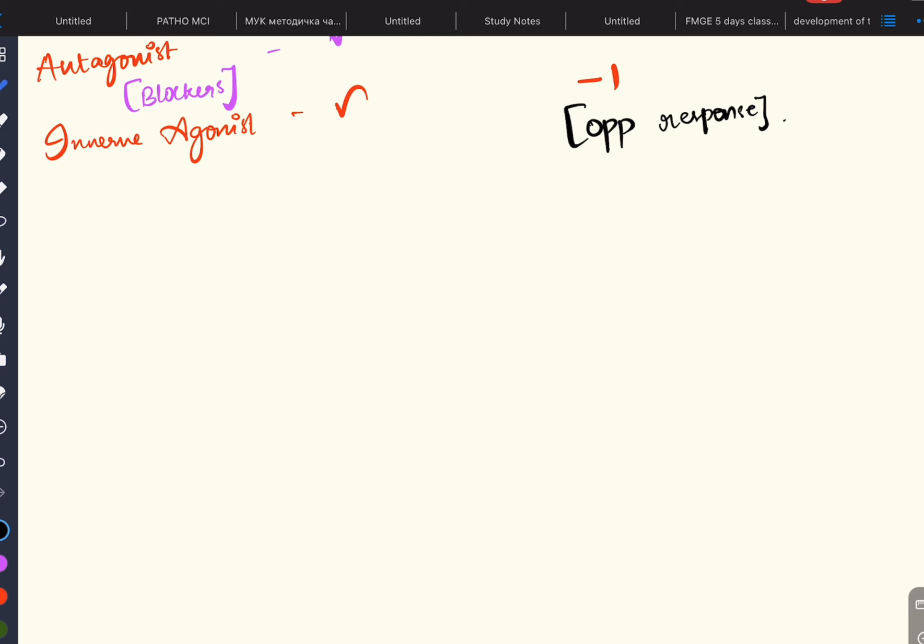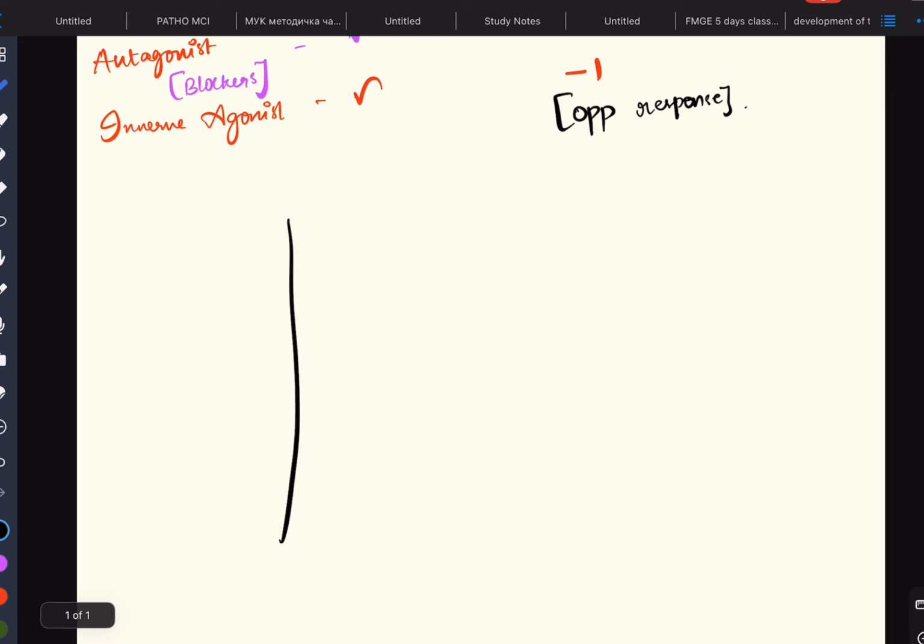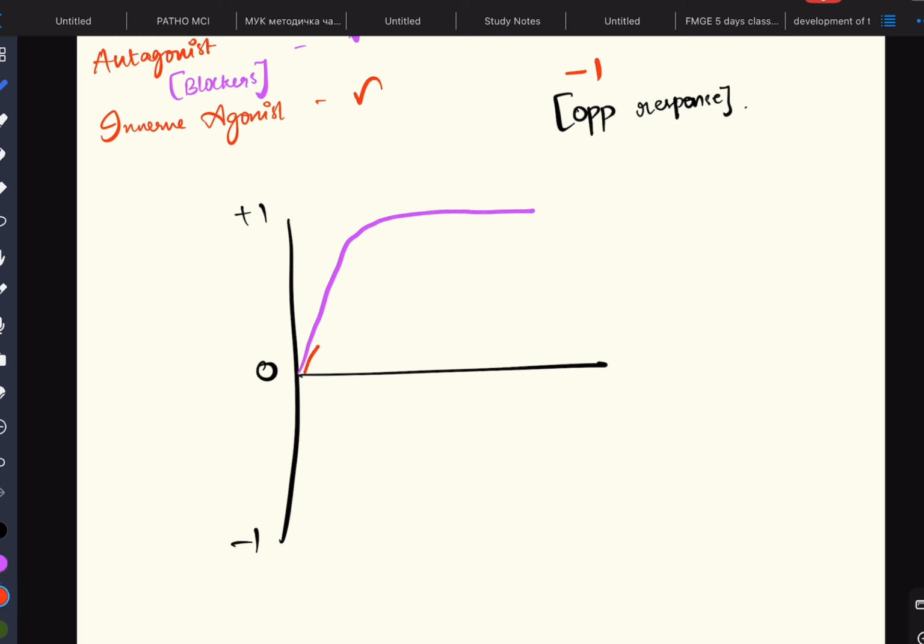So for this, let's draw a graph. How? Very easy to understand. So let's draw a graph. This is a graph. So here are +1, 0 and -1. So what is this? This is an agonist drug. That is, there is a maximum response, right? There is a maximum response, so this is an agonist drug.